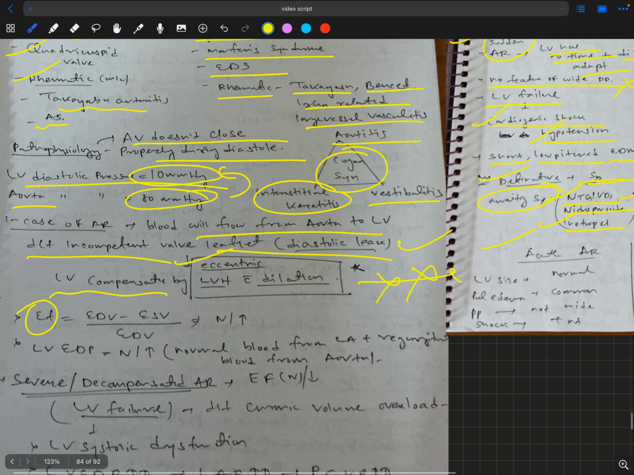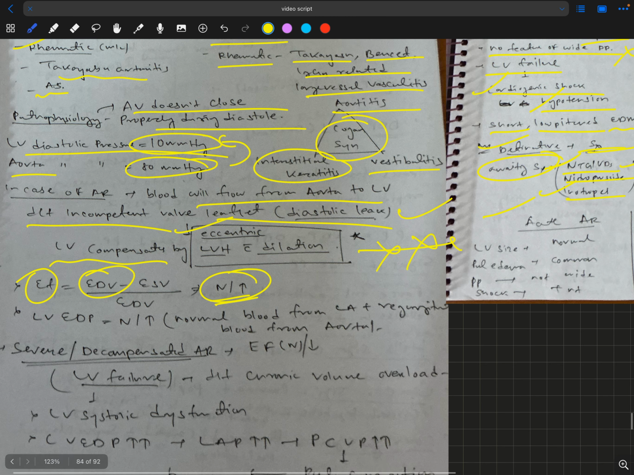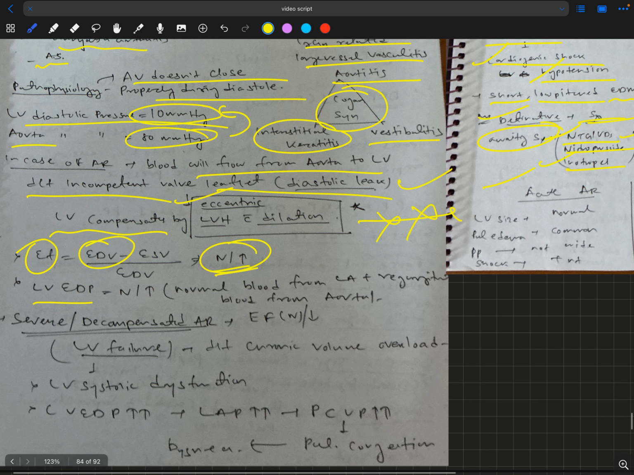What is the ejection fraction? Ejection fraction is end diastolic volume minus end systolic volume divided by end diastolic volume. Ejection fraction is normally 60 to 70%. Here the ejection fraction will be normal or increased because the end diastolic volume is increasing. So it can be normal or increased. Left ventricular end diastolic pressure is increased in case of acute AR.